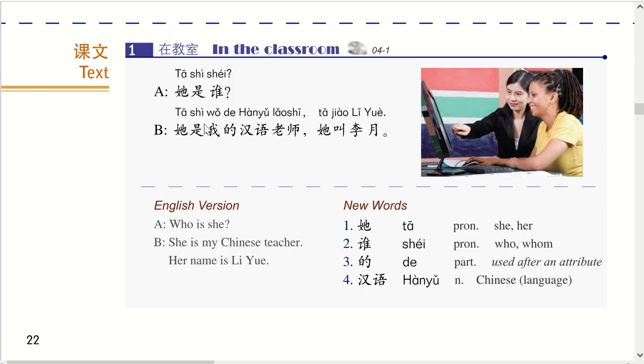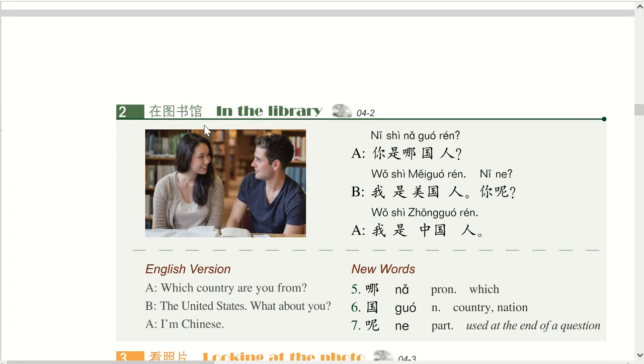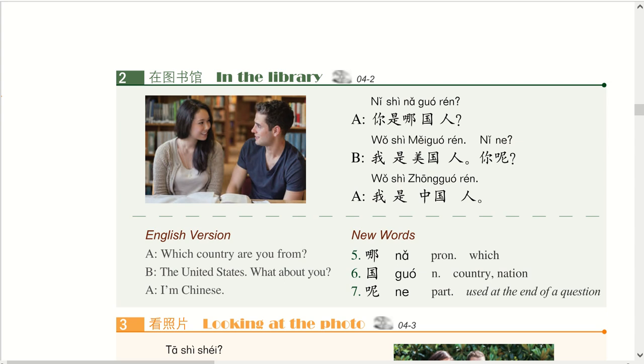Now, let's move forward to the second text. Text 2. 在图书馆, in the library. 图书馆 means library. 书 means book. 图书馆, library. 在图书馆, in the library.